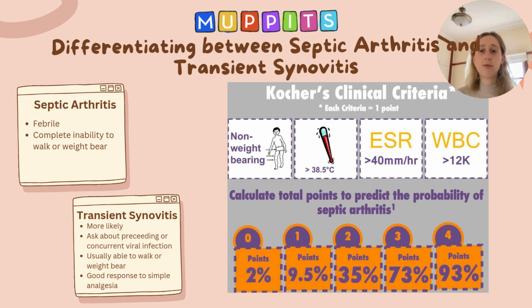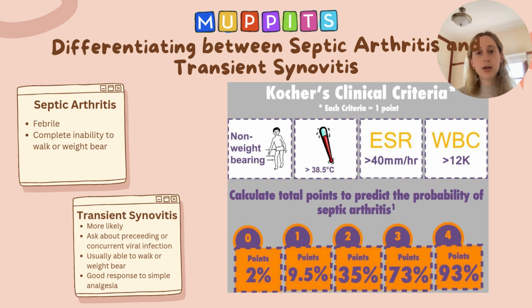Whereas with septic arthritis, they're going to have usually a higher fever, whereas transient synovitis will be a lower grade fever. And these children will have a complete inability to walk or weight bear. So they'll be in excruciating pain, and they often also will not let you anywhere near the joint.